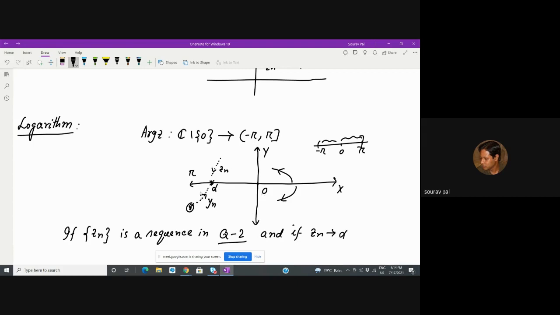You can measure all points in the third and fourth quadrant in terms of minus pi to 0, except at minus pi, because you cannot say that its argument is minus pi and pi. So you have to take only one. This is the reason we choose a half interval, not a closed interval, a half open interval. Yeah, thank you very much. So then this converges to pi.